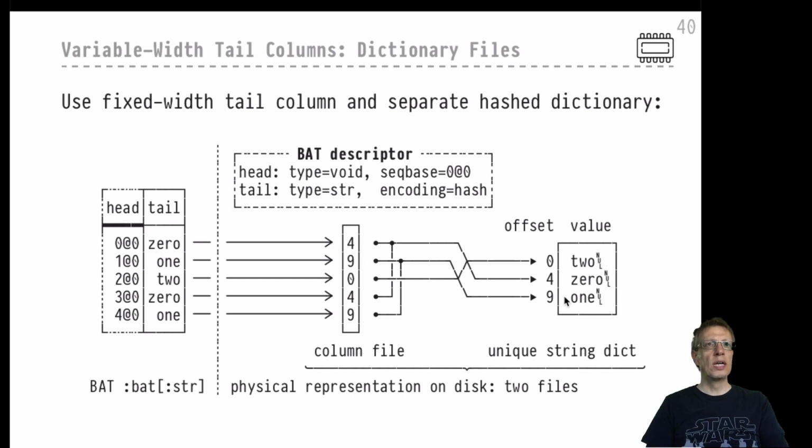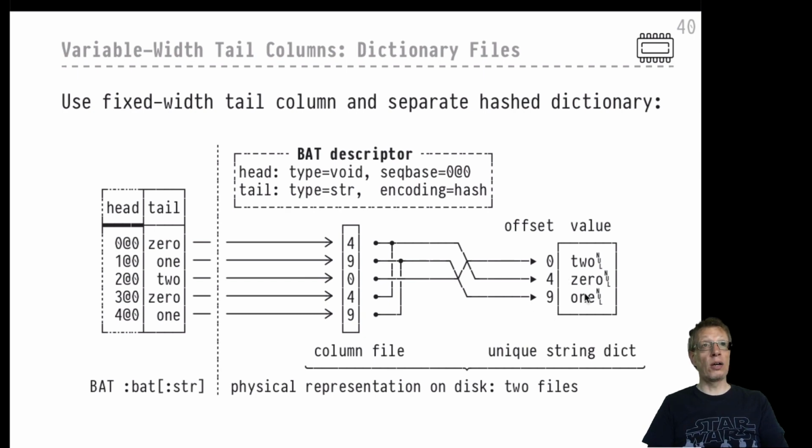Each of these string values has been assigned an offset inside the string dictionary. 2 is found at offset 0. We append a null byte here to indicate the end of the string. So 0 will be found at offset 4 and 1 will be found at offset 9. And these offsets are what we find in this first column file. So the 0 string is represented by offset 4, which points to the 0 string in the dictionary. 1 is represented by offset 9, which we'll find in the dictionary to carry the value 1. And of course, this string 1 is represented by the same offset, and it will also lead us to the same entry in the string dictionary.